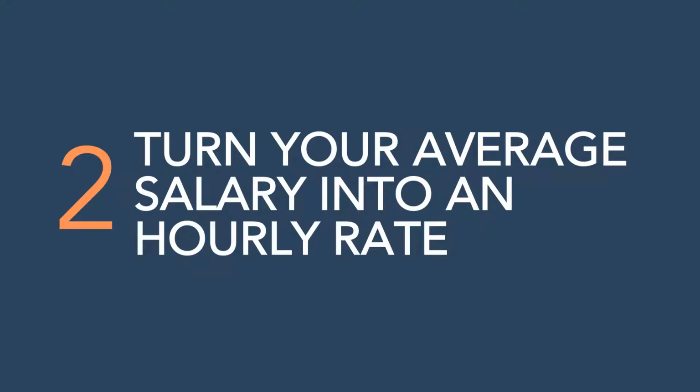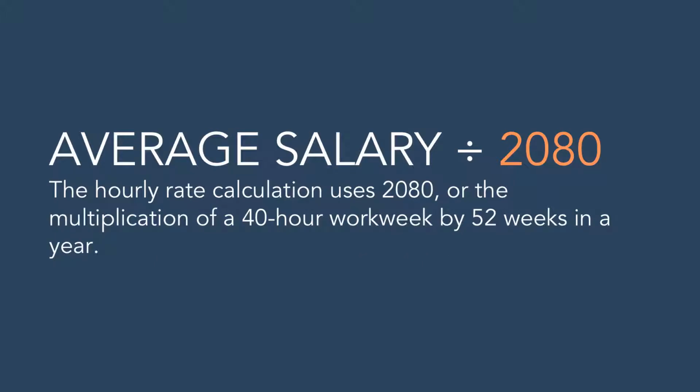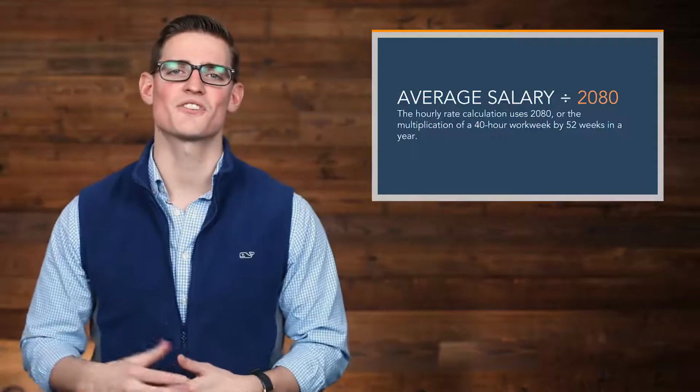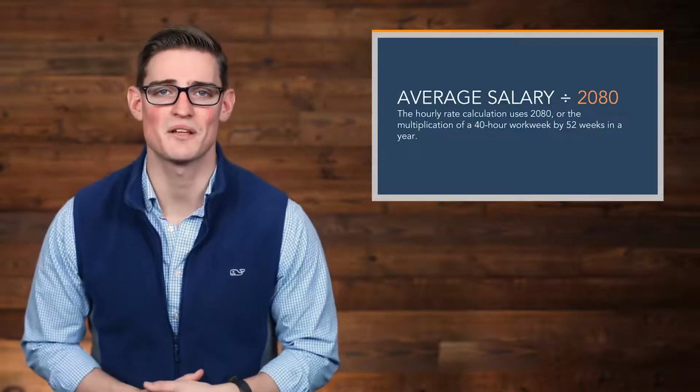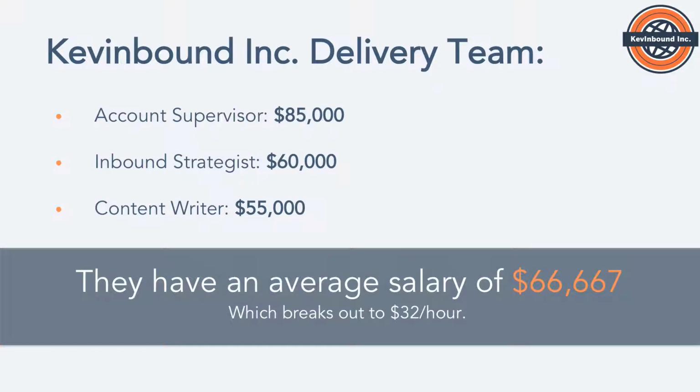Step 2. Turn this average salary into an hourly rate. Do this by taking the average salary number from step 1 and dividing it by 2,080, or the calculation of 40-hour work weeks multiplied by 52 weeks in a year. For our fictional agency Kev Inbound, they have a delivery team that looks like this. An account supervisor making $85,000, an inbound strategist earning $60,000, and a content writer making $55,000 a year. So after taking the average of those three roles, Kev Inbound's average salary is $66,667, which when divided by 2,080 breaks out hourly to $32 an hour.